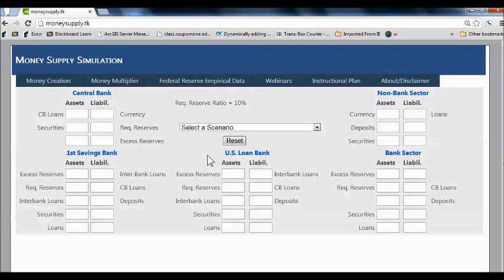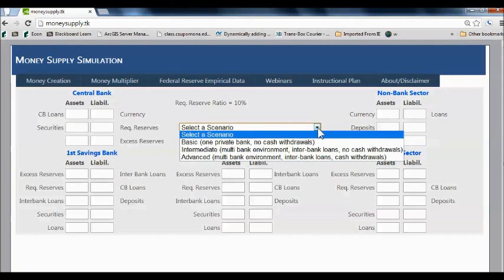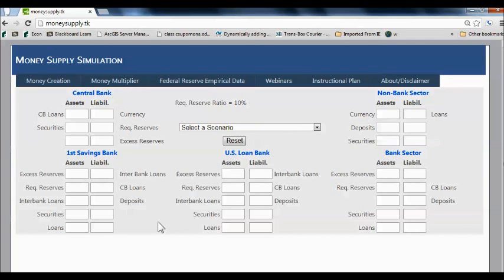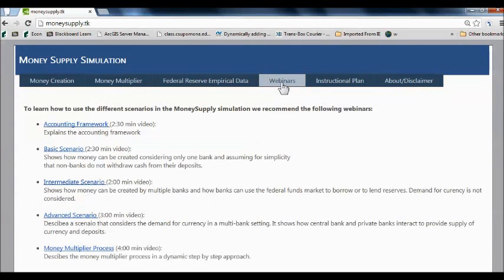What the simulation does, depending on the scenario that the student or instructor chooses, is provide different economic actions, and when these actions are executed, automatically the appropriate dollar amounts are generated inside the accounting framework. Each scenario is accompanied by a webinar, which is a short video that students can watch after they have covered the topics in class to review the material.